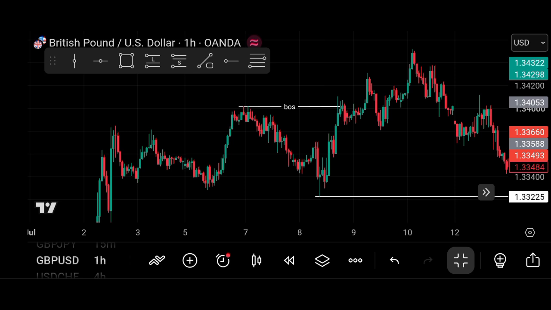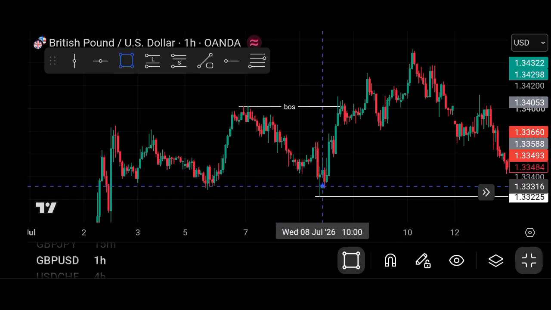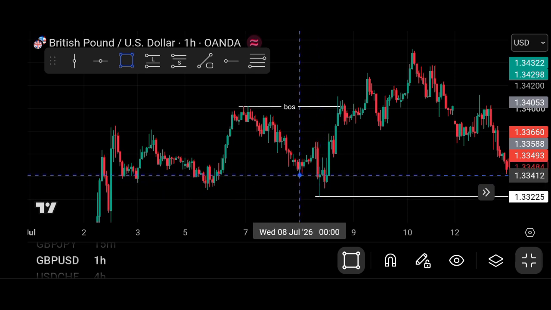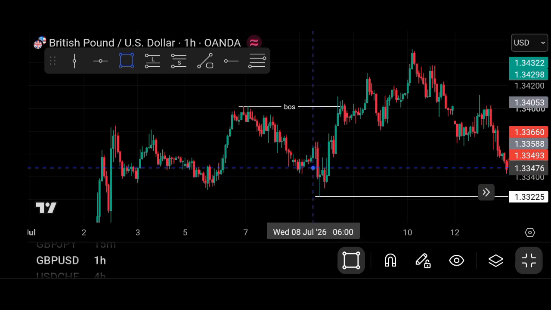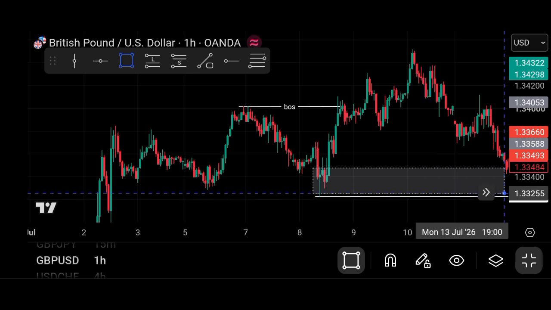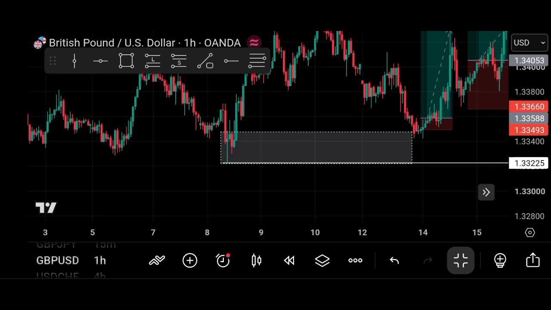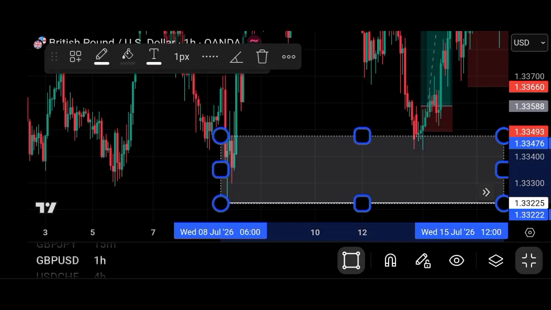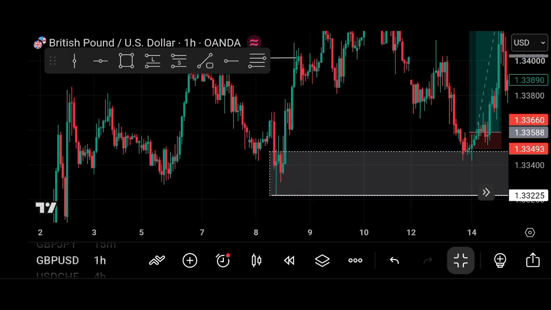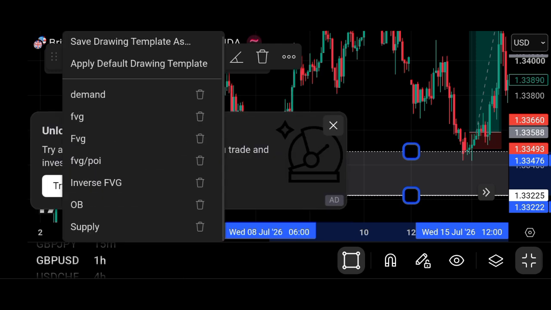So I'm going to draw my zone from this red candle. However, I will just capture the whole area here to be sure and let it fall into my demand area. Okay, so this whole area here, you extend it to the right. So this area here is going to be my demand zone.